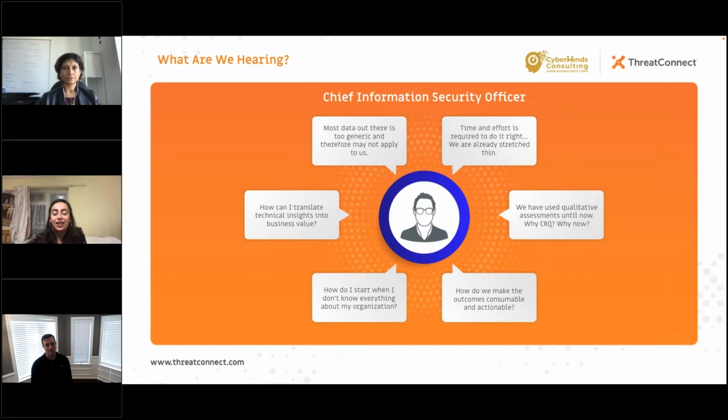Perfect. Is there anything else we want to touch upon for the CISOs and things we've heard from CISO conversations? I think we already touched on a common question that comes up. We have used qualitative assessments until now. Why CRQ? Why now? Of course, there are a lot of different things that are thrown at the CISO.